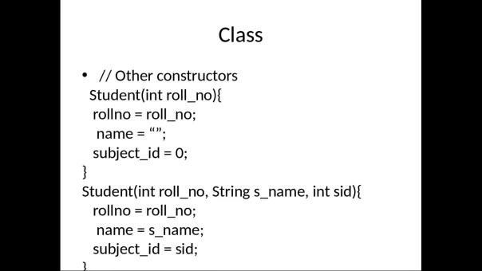Now how do we assign these arguments to our class variables? Roll number equals the argument we pass, roll underscore number, then name will be assigned the argument passed in this Student method or constructor, s underscore name, and subject id will be assigned.